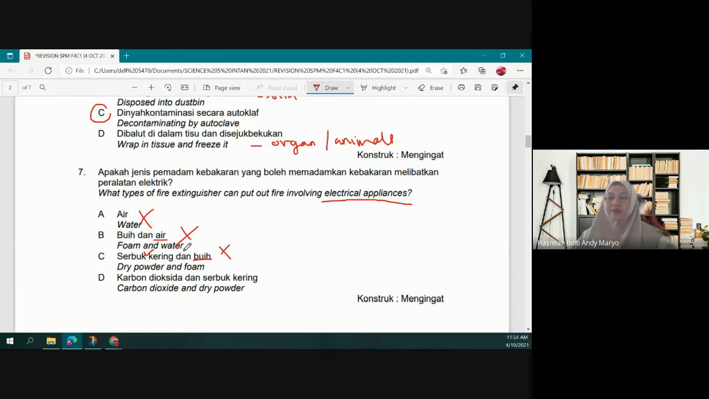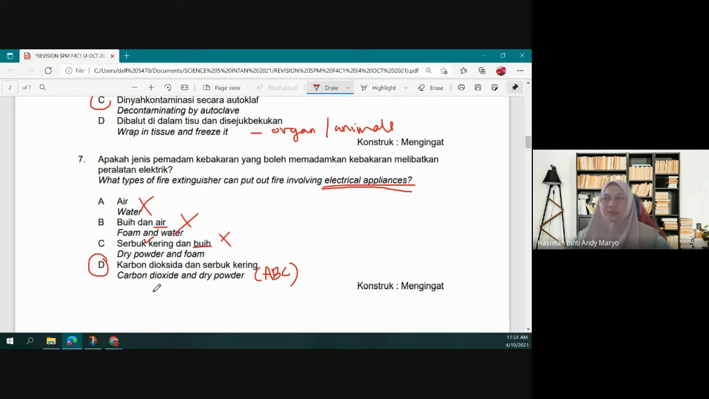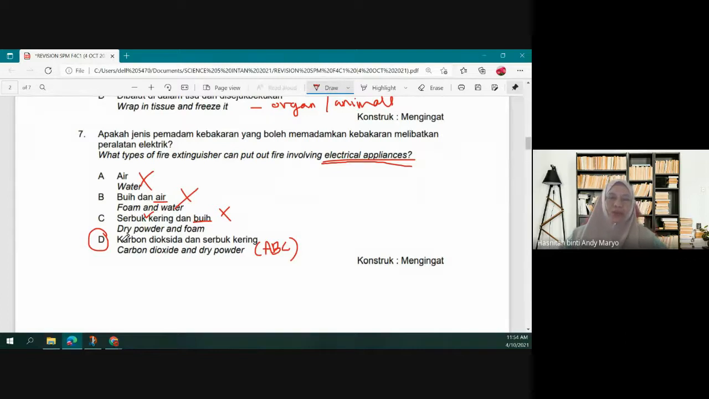So the best choice is D. We can use dry material, carbon dioxide and also dry powder. Dry powder is also known as ABC type. So that's why I asked you to highlight involving electrical appliances. So we use carbon dioxide or dry powder.